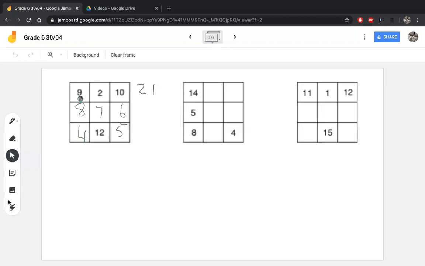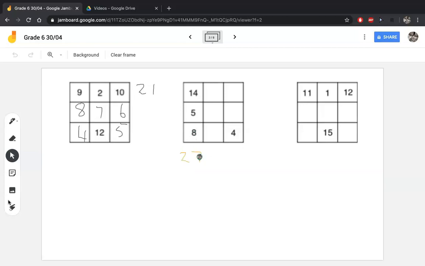So remember, no number can repeat. And if I make a mistake and I don't pick it up, please feel free to email me and say, hey, you made a mistake. That's also fine for you to do. First thing I'm going to do is in this column here, I'm going to have a look at 14, 5, and 8. I think that gives me 27.